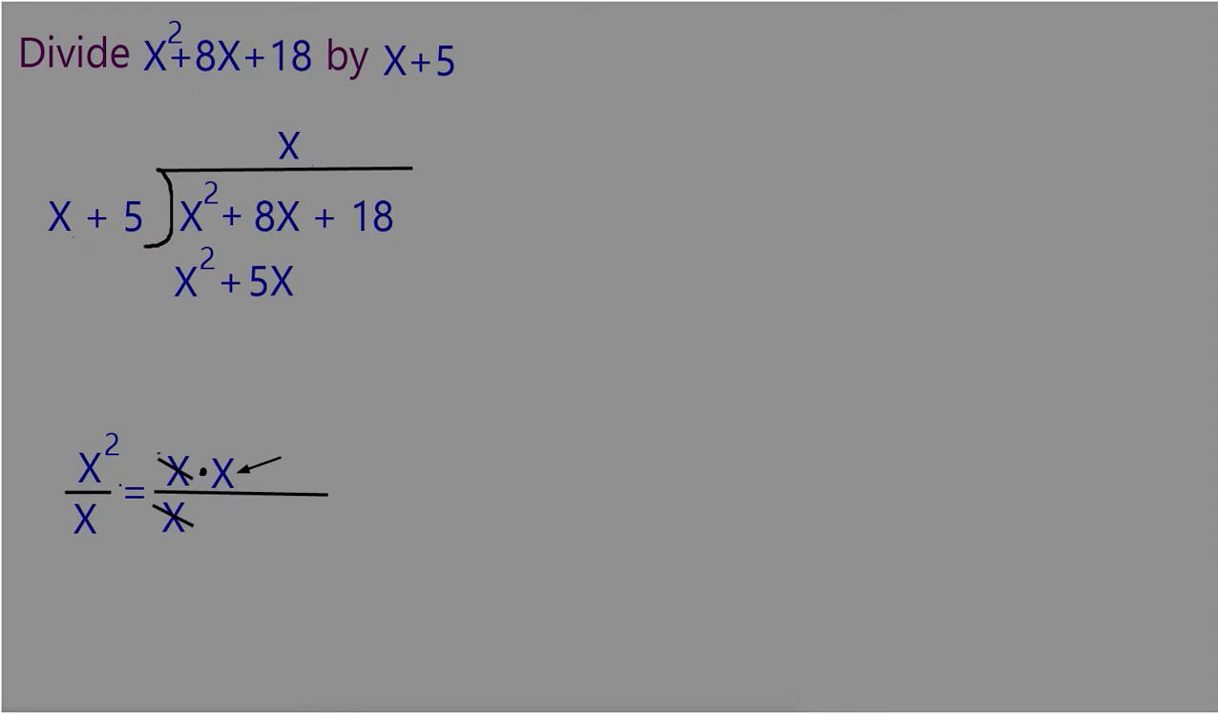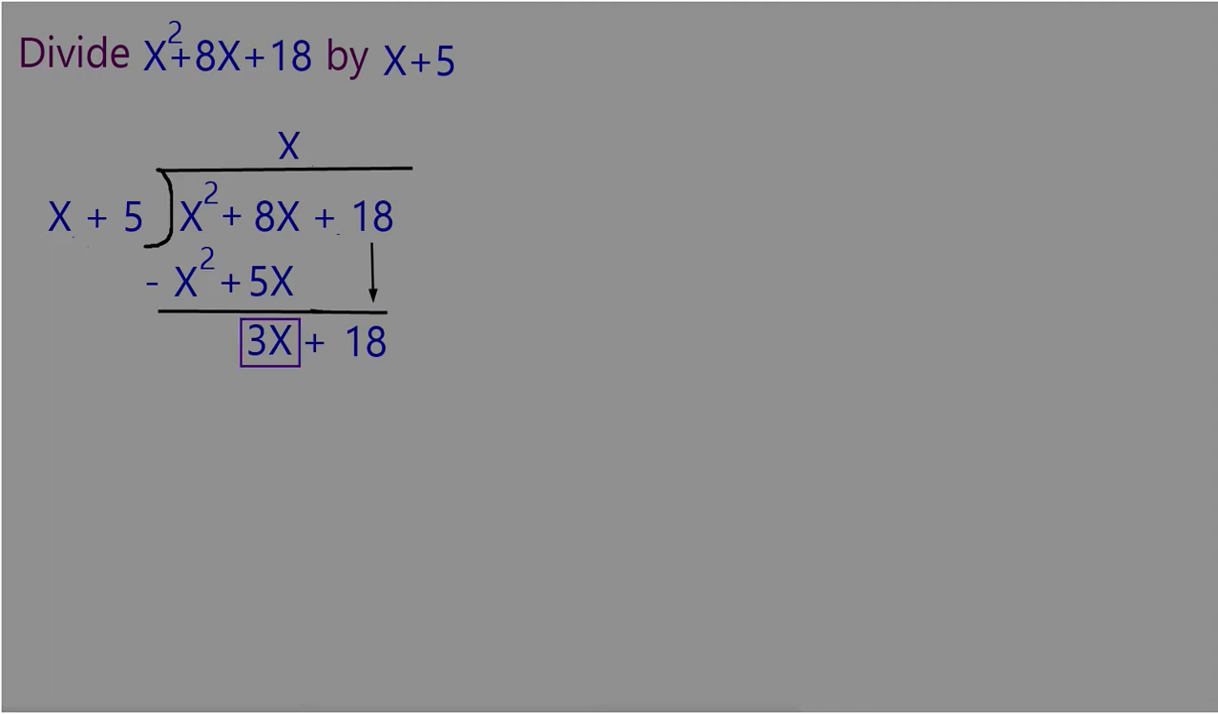We can now draw a horizontal line and then subtract 5x from 8x leaves 3x. These 2x at the left will cancel each other. We want to now bring down 18, but also the plus sign. Dividing 3x into x will give only 3, because the x's will cancel each other.